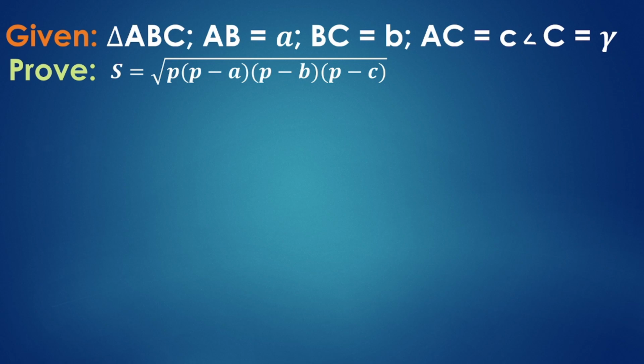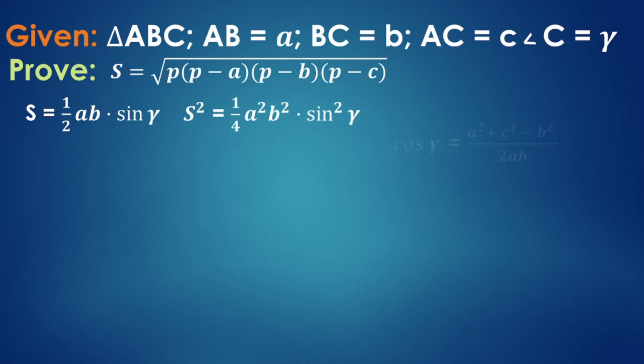We don't need a drawing to prove this formula. We know that we can find the area of any triangle by multiplying the adjacent sides by the sine of the angle between them. So let's square both sides of this formula, and then we'll remember the law of cosines, and how we can express the cosine of an angle from this formula.